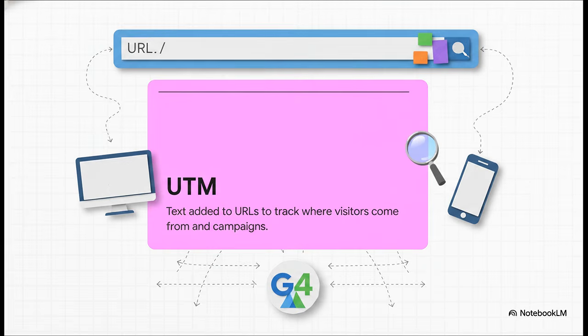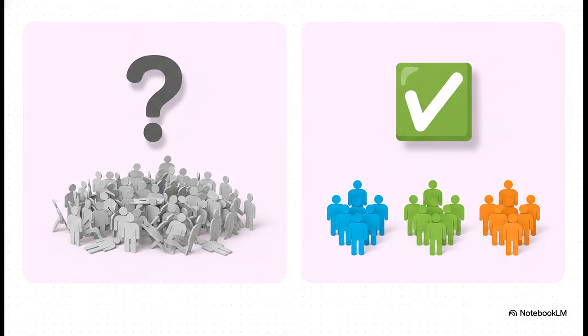When a user clicks a link with these labels, they unknowingly hand over their ID to GA4, telling the system exactly where they came from and what specific campaign brought them there. I love this comparison because it's a huge aha moment for most website owners.